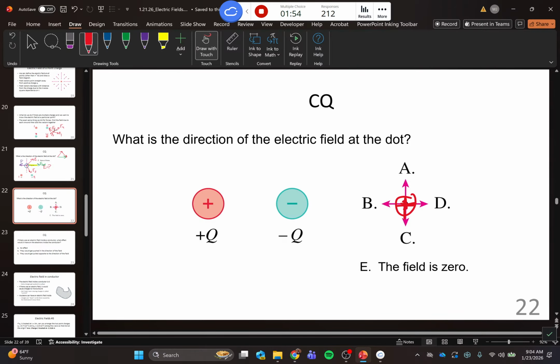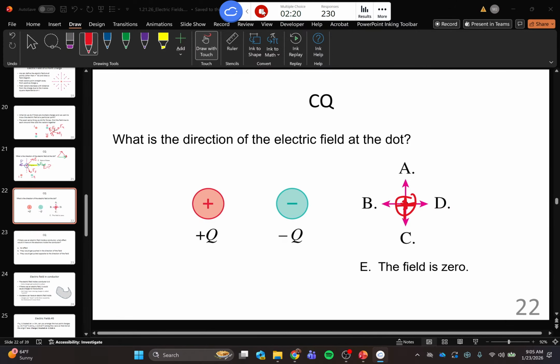All right, give you all about 20 more seconds. All right, in 5, 4, 3, 2, 1.